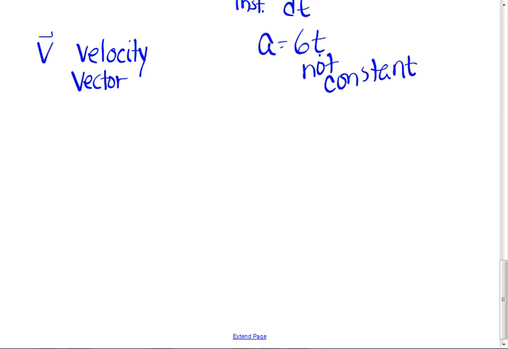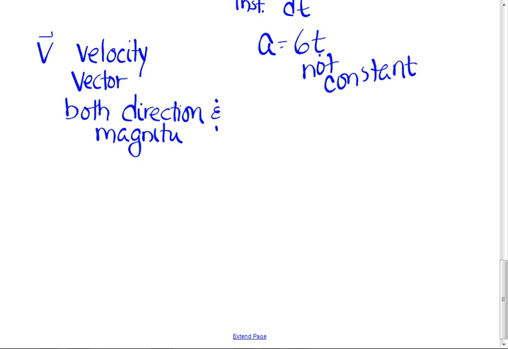Okay, what does that mean? Ann, do you know what that means? A vector? You're not in physics? Okay, a vector has both direction and magnitude. So it matters what direction I go. And some of these things are in the handout. I'm just kind of going without it. Acceleration is also a vector.